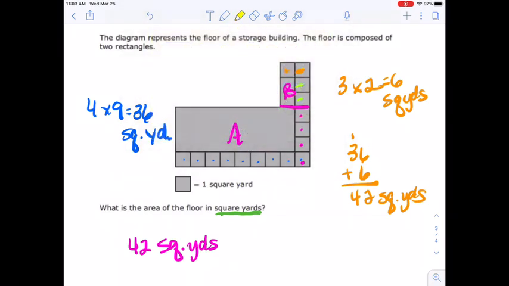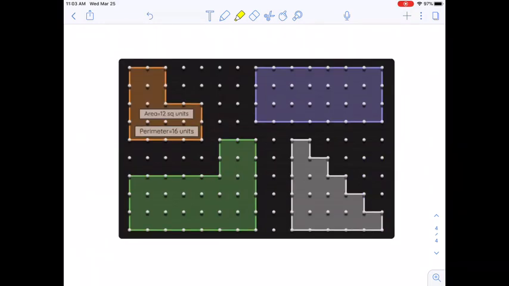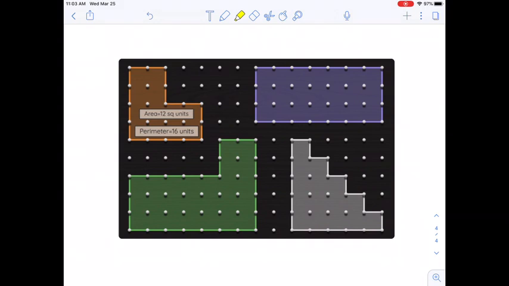Whether we did it broken up the way we just did it or broken up the way we did it the first time, we got the same answer both times. That was our goal. Here's your challenge. I think you can figure out the area of each one of these figures. So you'll want to pause your video so you can look at each one of these figures and be ready to tell your teacher the area and the perimeter of the blue shape, the green shape, and the gray shape.